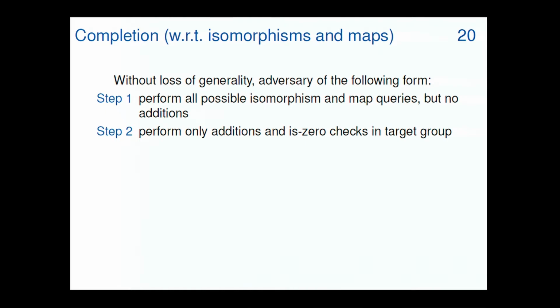We basically generalize the approach used by the original BPG master theorem to get rid of all the isomorphisms and the maps, and then just have an algebraic criterion that uses linear algebra. So we do this. We prove that without loss of generality, an adversary has the following form. In the first step, he performs all possible isomorphism and map queries, but no addition. So this is still a finite set that he gets out of this. And then in the second step, he performs only additions and zero checks for the polynomials in the target group.